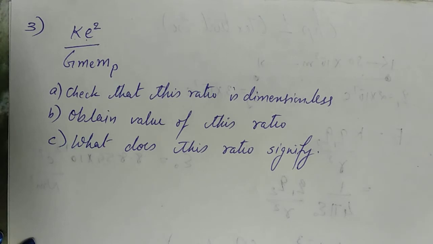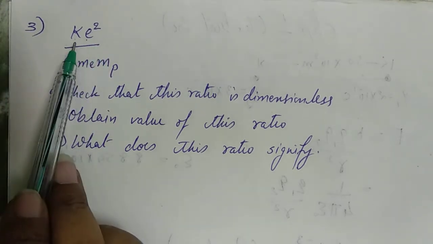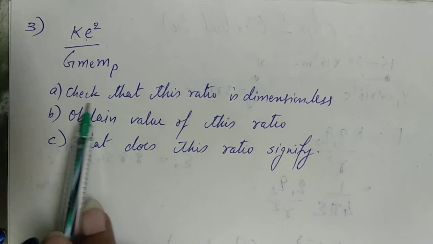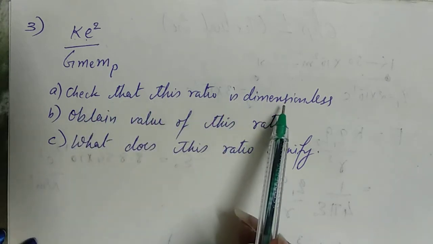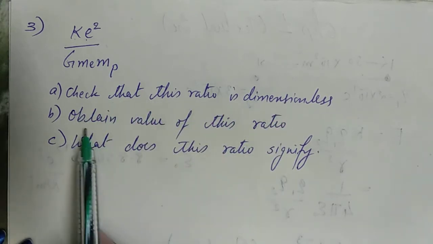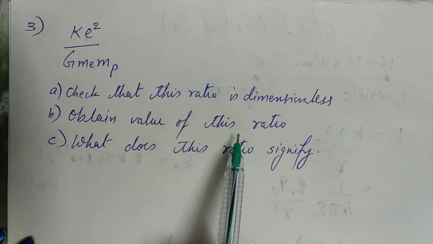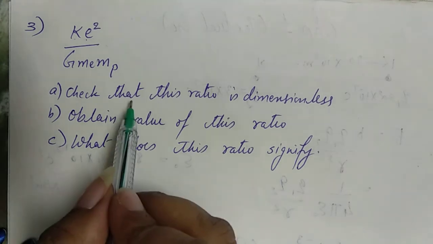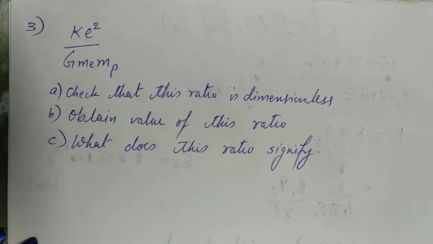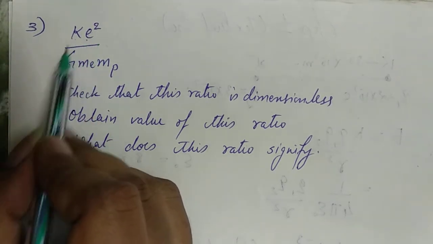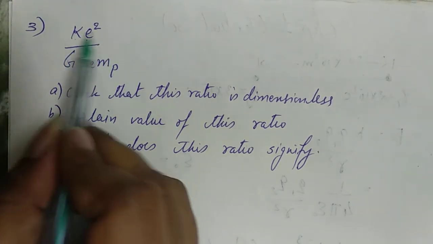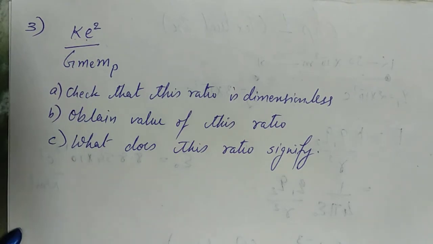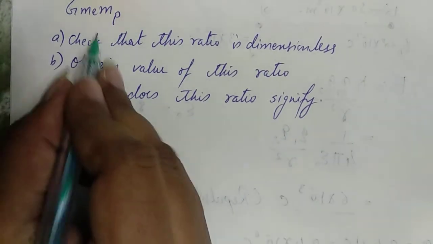In third numerical, they have given you this ratio, and you have to check whether this ratio is dimensionless or not. Then you have to obtain the value of this ratio, and finally you have to say what this ratio signifies. So first we'll check whether this ratio is dimensionless or not. For that we need to write the dimensions, means units, of all these quantities. So for that we'll start solving this first question.